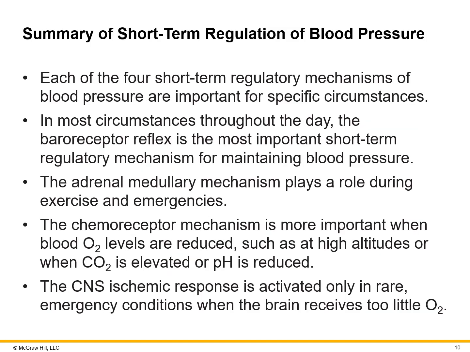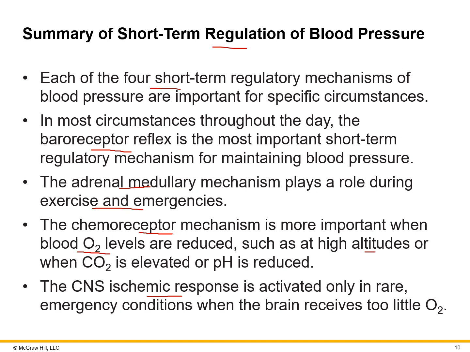All right, so looking at the summary of that short-term regulation, each of those four regulatory mechanisms is important, so it's not like one's more important than the other. But in most circumstances during the day, we're mainly using the baroreceptor mechanism. It's not that it's more important, it's just the normal mechanism. The adrenal medullary mechanism is used more during emergencies or exercise when we get huge drops in the blood pressure. The chemoreceptor mechanism is used more when there are changes in oxygen levels, like being at high altitudes, where we get an elevation in carbon dioxide or a decrease in pH.